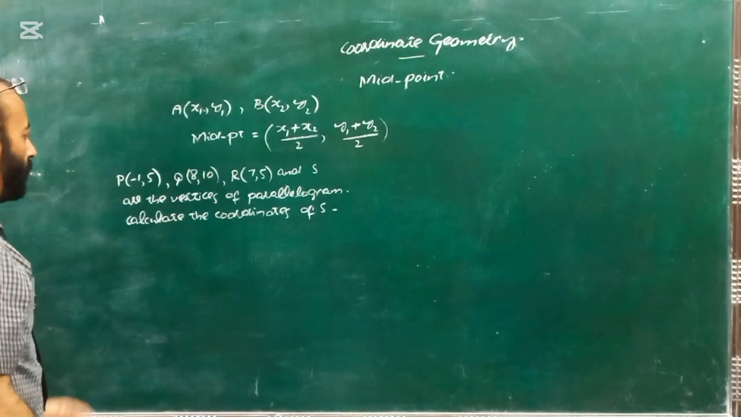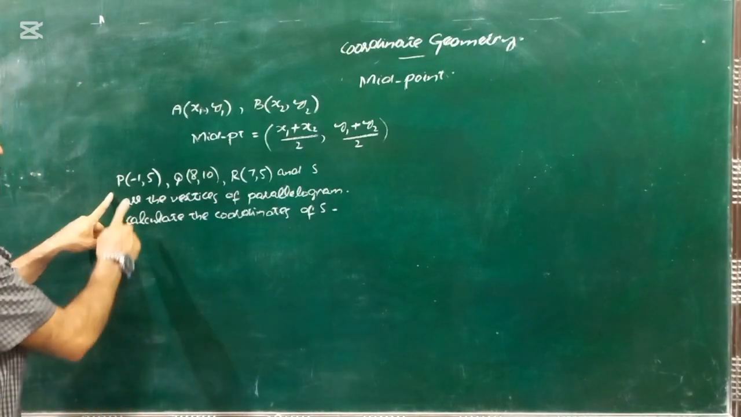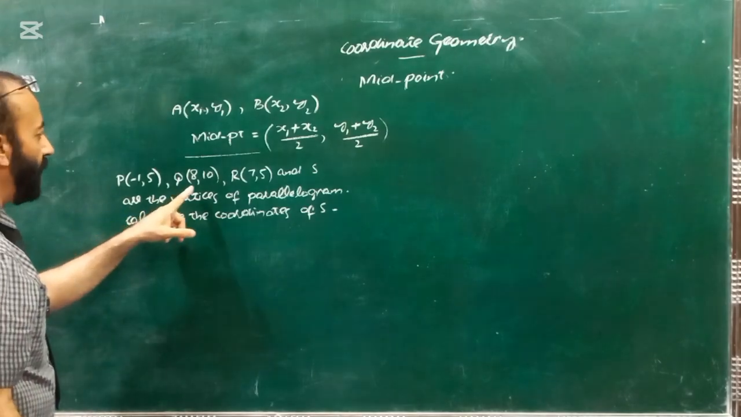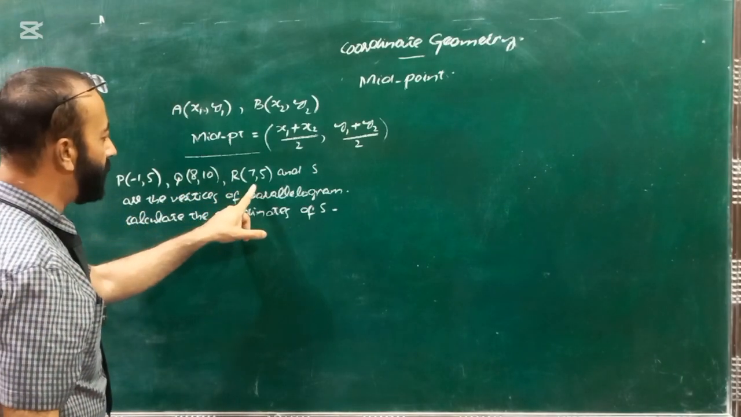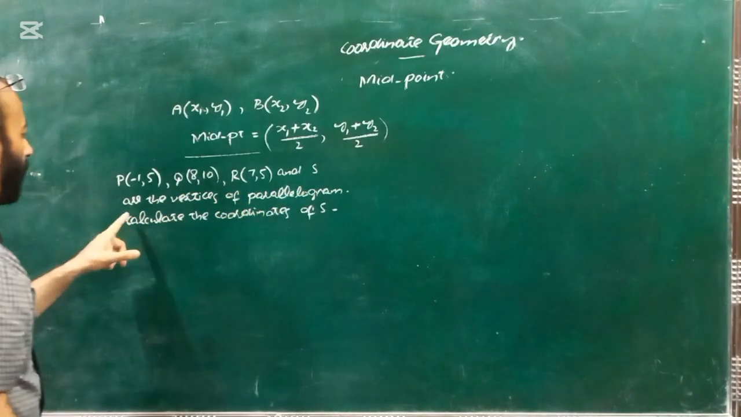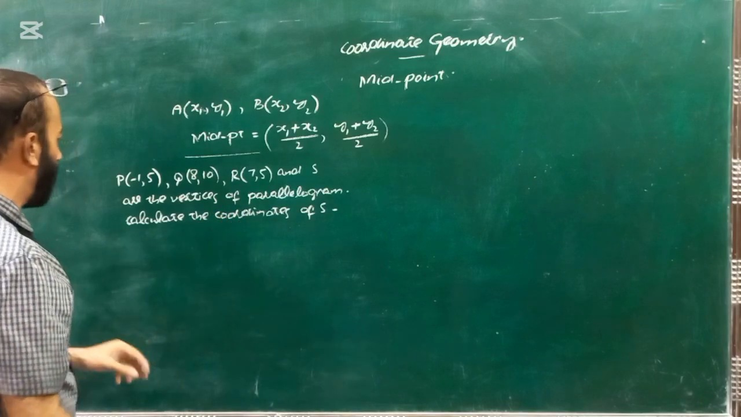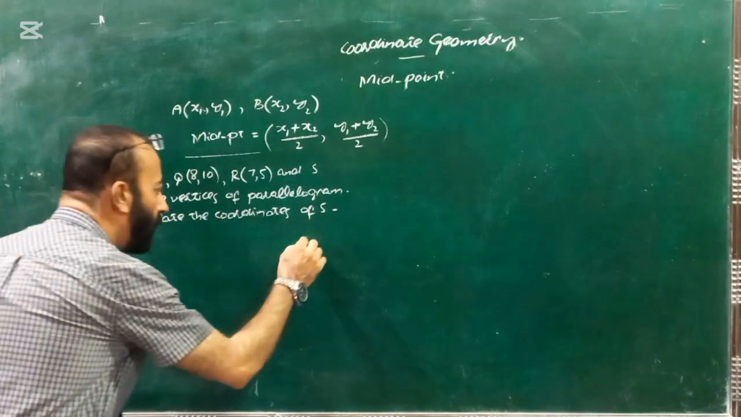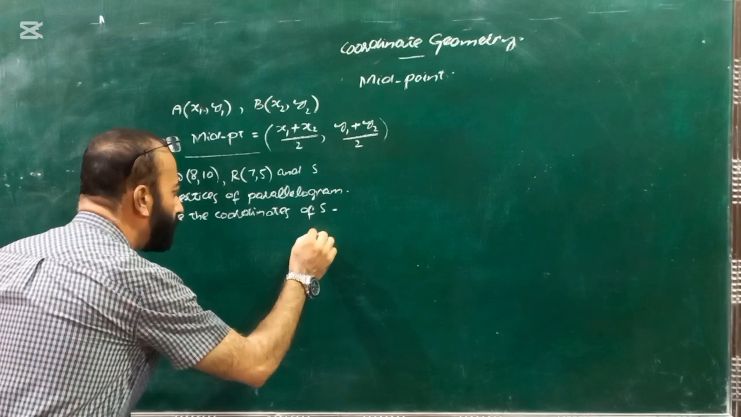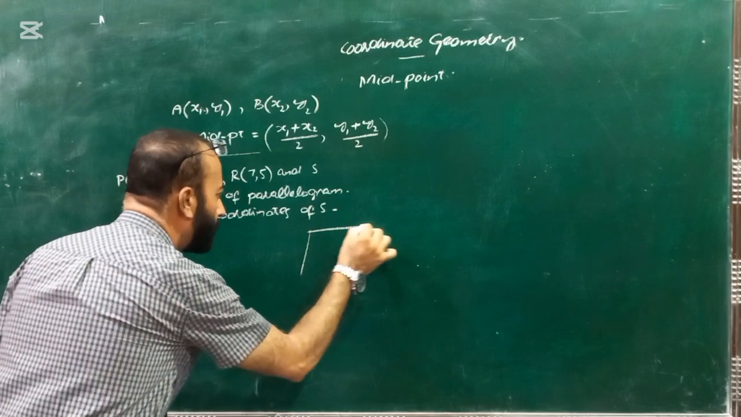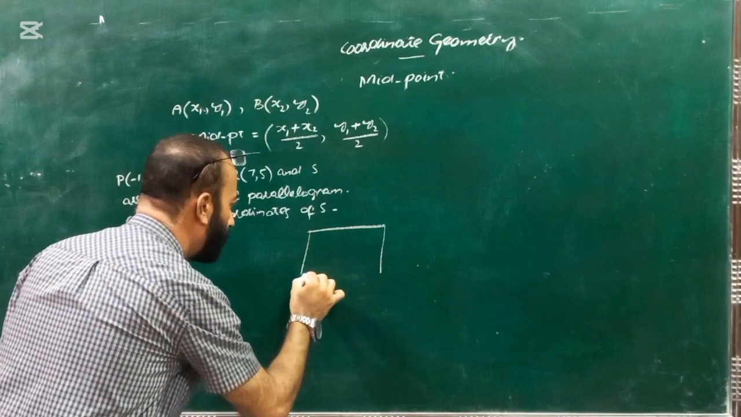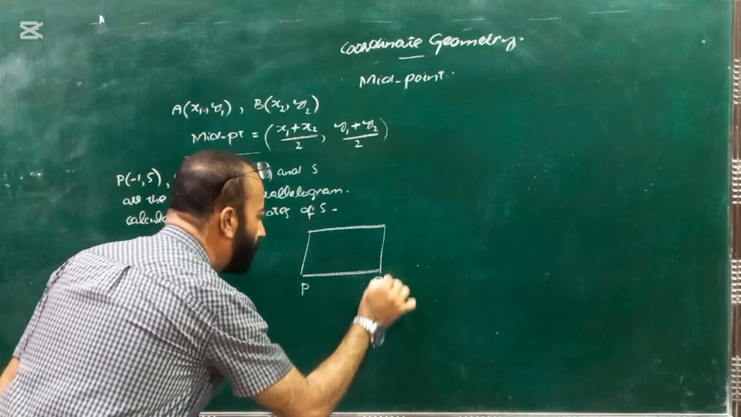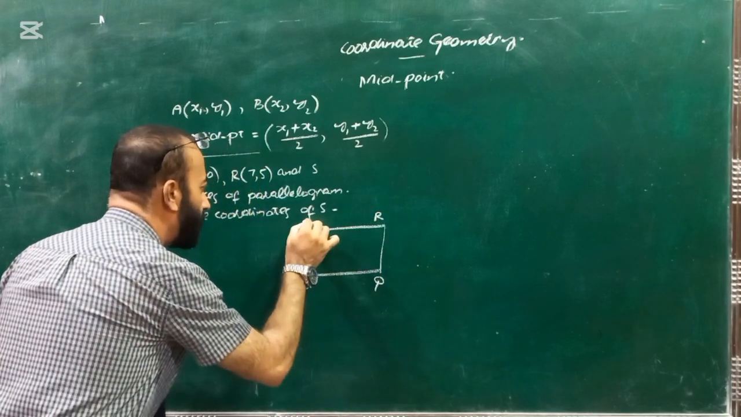Here is another question. The statement of the question is: P(minus 1, 5), Q(a, 10), R(7, 5), and S are the vertices of a parallelogram. Calculate the coordinates of S. So a parallelogram, P, Q, R, and S.